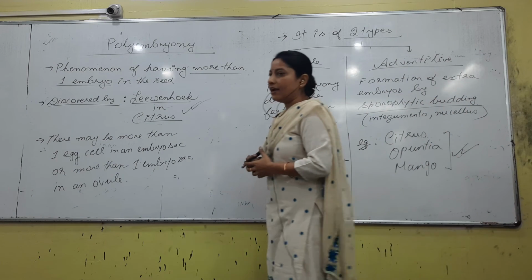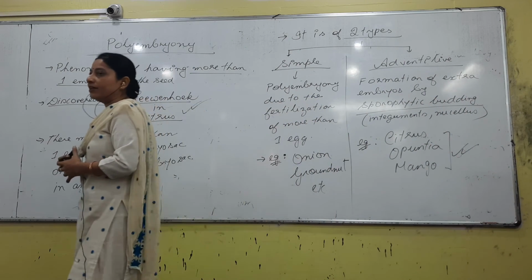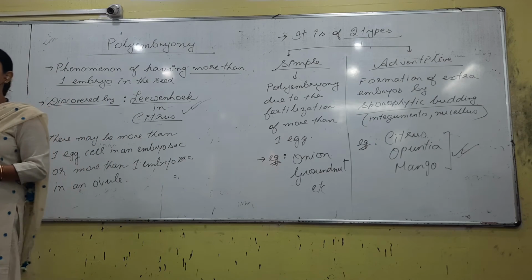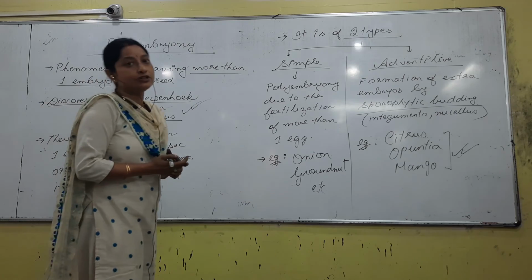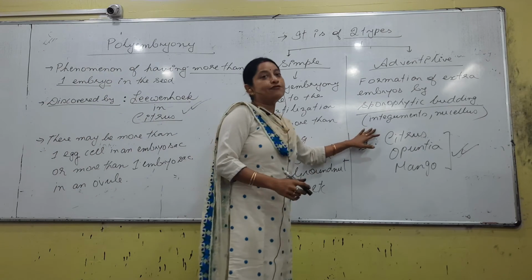Simple polyembryony or adventitive polyembryony. Whenever we hear the word adventitive, we have to remember sporophytic. If you talk about sporophytic, we have to remember nucellus and integuments, right? So which embryo is formed?